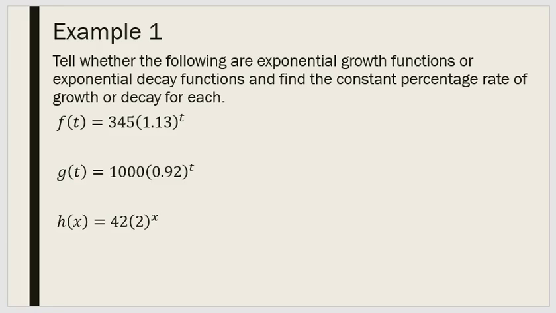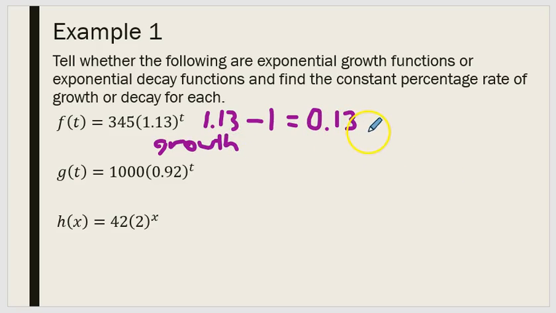So here are some examples where we will determine if these are exponential growth or decay, and we will find the constant percentage rate of growth or decay. So to find the rate, we're going to take the base of your exponent, and we're just going to subtract 1 from that. So in this case, we get 0.13. Now, since this is a positive number, I'm going to say that this is a growth function, exponential growth. And then we also have to remember to change this to a percent. So if I move the decimal space twice, we would say 13%.